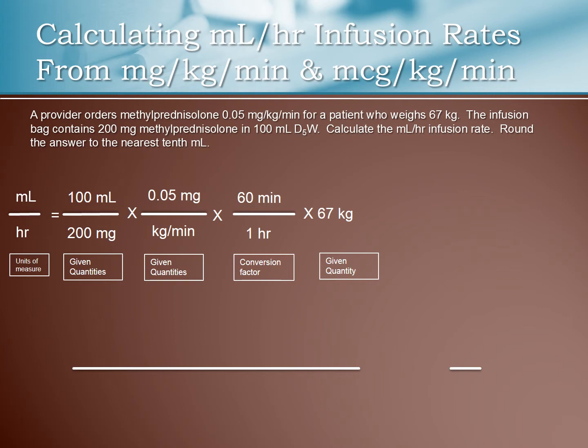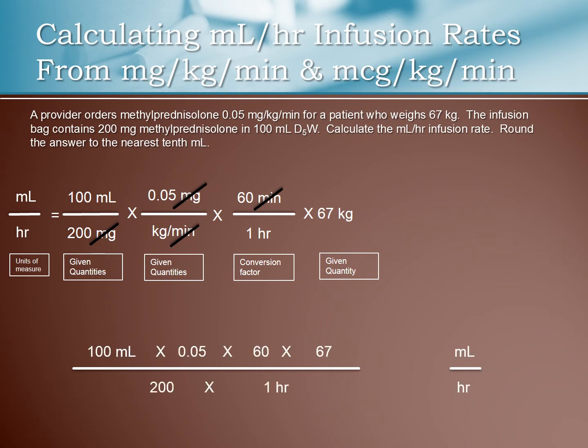Next step, do I need a conversion factor? Well, yes, I do, because I need to know exactly how much of the medication I need based on the patient's weight and calculate the rate. The conversion factor I need will be to convert my minutes into hours. Now I can calculate. First, I want to cancel the like quantities that are divided by themselves. That will leave me with milliliters per hour as a result.